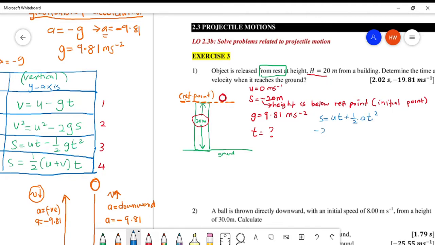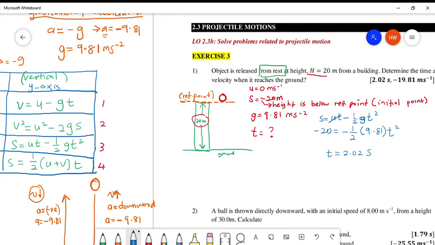S equals to negative 20, U kita is 0, so kita boleh potong siap-siap. Tak payah dah masukkan. Saya patutnya tulis G terus kan. Okay, silap. UT minus half GT square. So, dia kena jadi minus half 9.81 T square. Okay, kita solve ni, kita akan dapat T equals to 2.02 second.